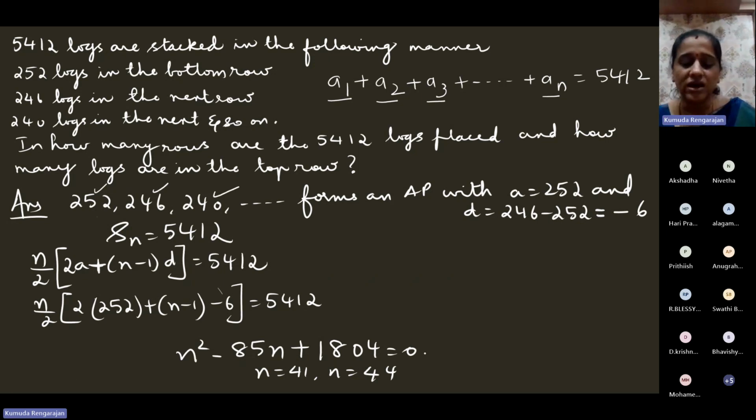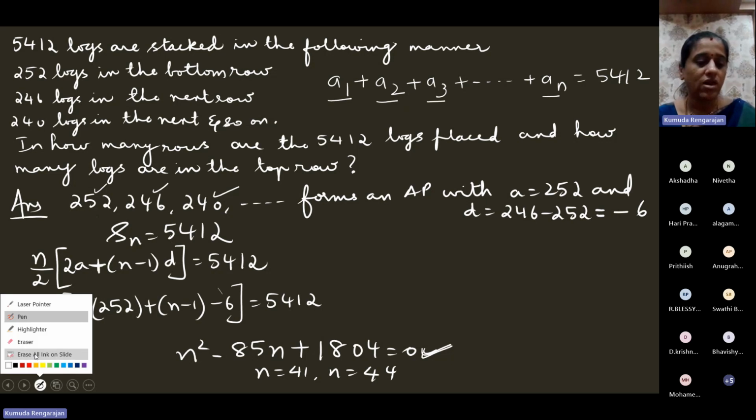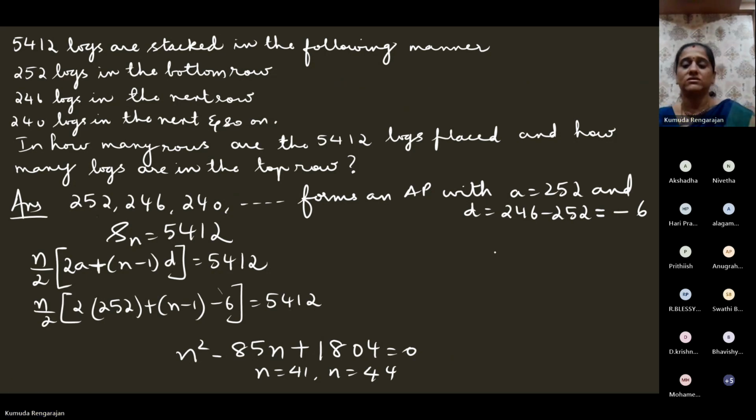Here you can see, I haven't shown the working. You have to do that. I have just shown the quadratic equation. So you either split the middle term or use the quadratic formula and find these two values, 41 and 44. Don't write them straight away like you see on the screen here. Please take the question and write down the answer.